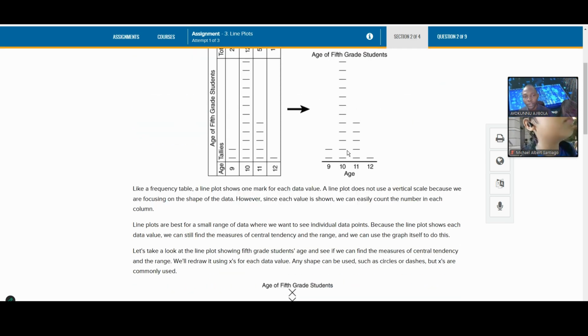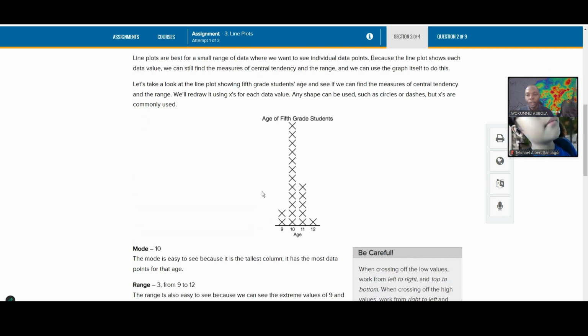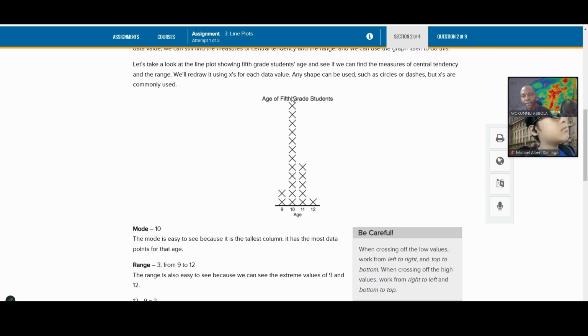So the line plot is just lines that are used to represent the data, like two lines for 9 because 9 occurred 2 times, 12 lines for 10 because 10 occurred 12 times, 5 lines for 11 because 11 appeared 5 times, and 1 line for 12 because 12 appeared in the data only once. So if we now check this, you can see the highest is 10 because it appears 12 times.